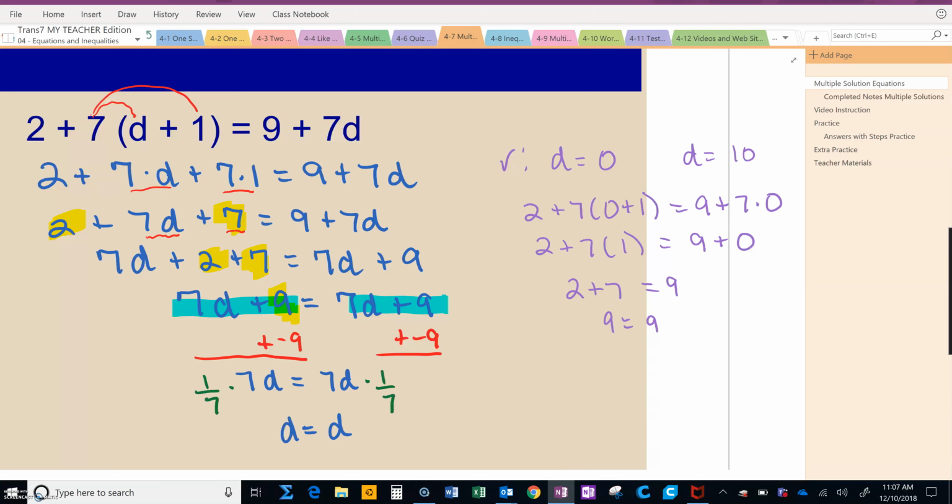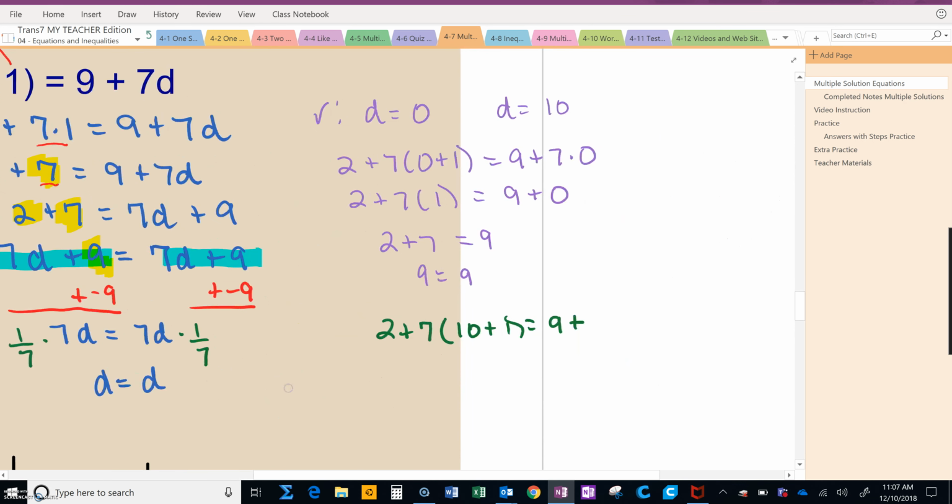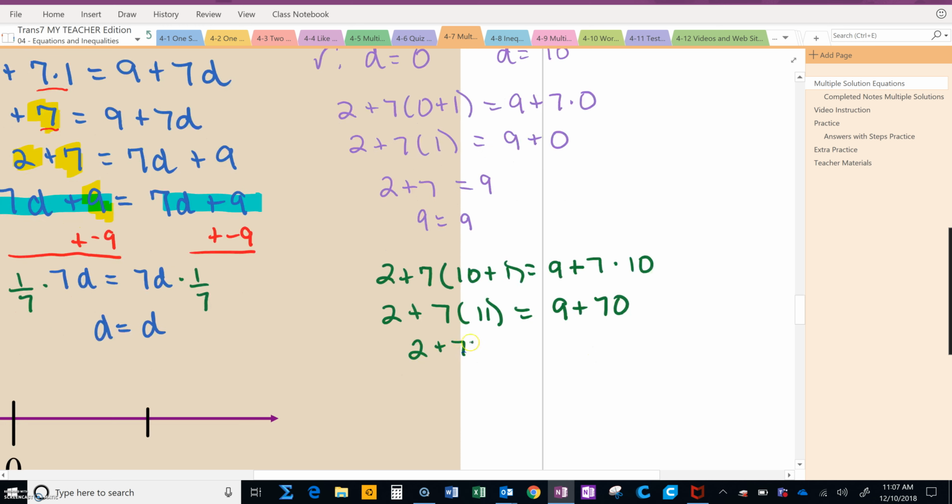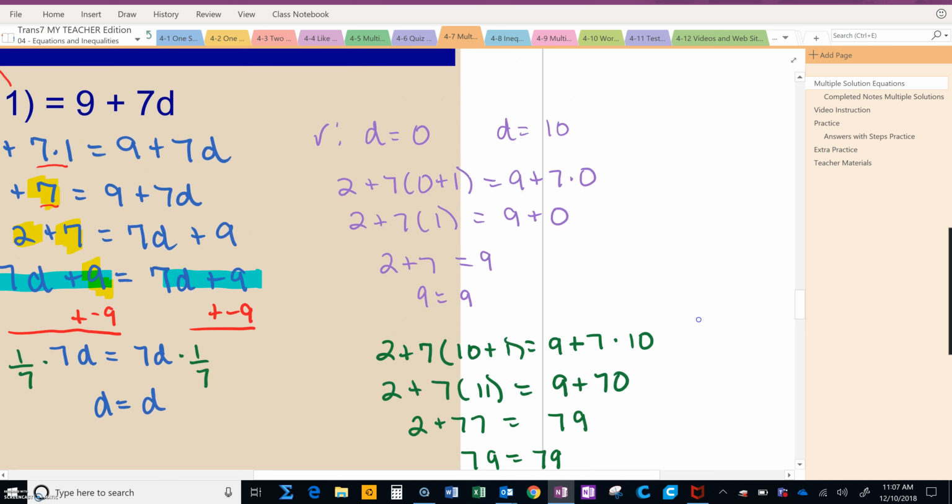I'll use a different color. So 2 plus 7 times 10 plus 1 equals 9 plus 7 times 10. So 2 plus 7 times 11 equals 9 plus 70. So 2 plus 77 equals 79. 79 equals 79. That gives us a true statement. So then 10 also works for d.